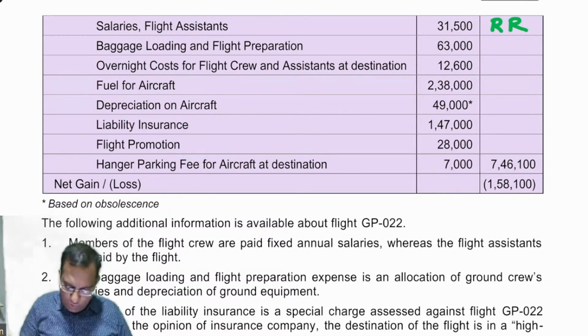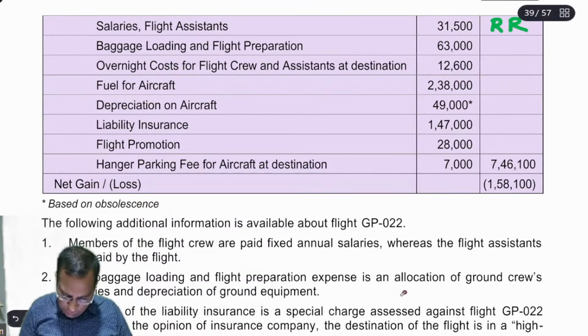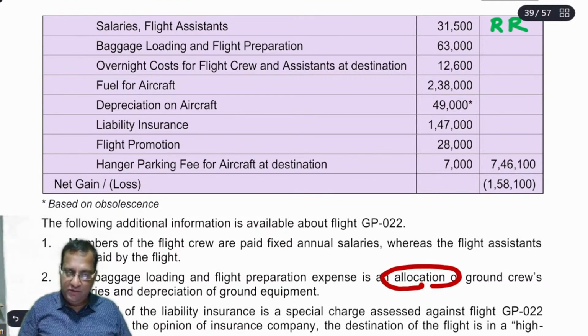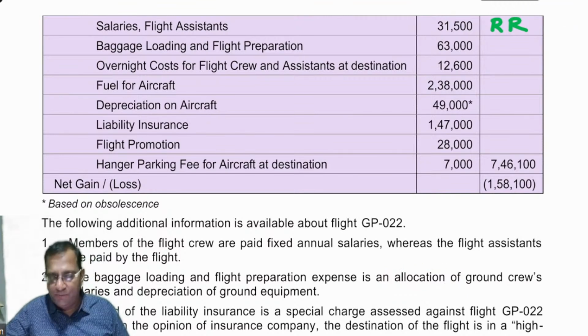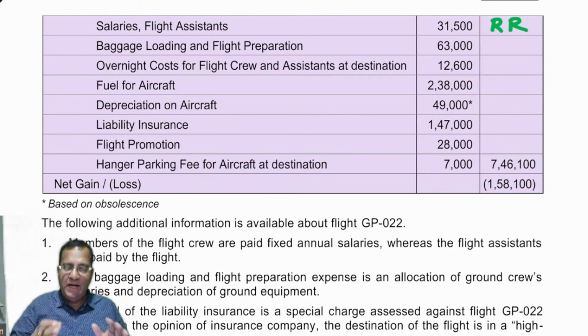डेफिनेटली बेटा यहाँ पे एक बहुत इंपॉर्टेंट वर्ड दिया है. It's an allocation of ground crew salary. Whether we are taking the flight from Leh or not, the baggage crew will be paid. The depreciation will be incurred on ground equipment. It's just an allocation. It's for of the total ground crew salary and depreciation. It's a part of that.